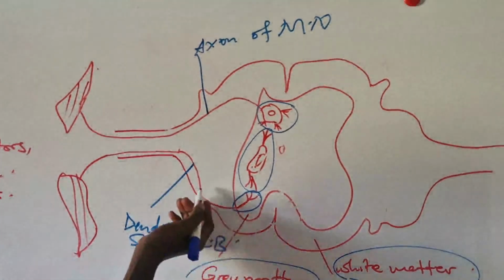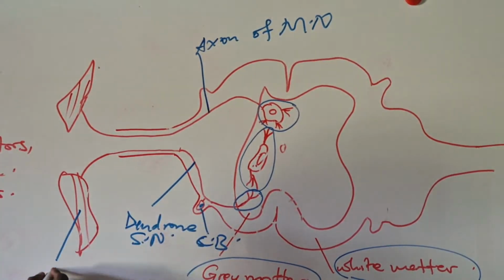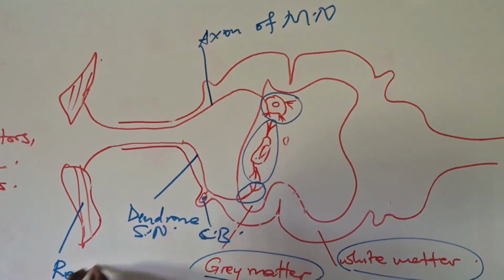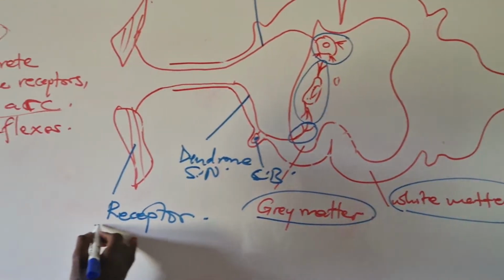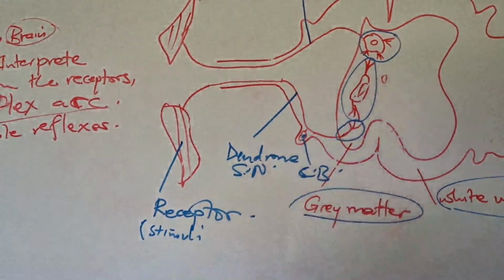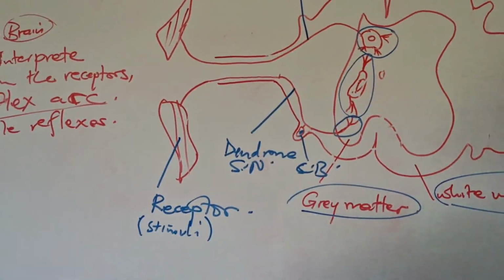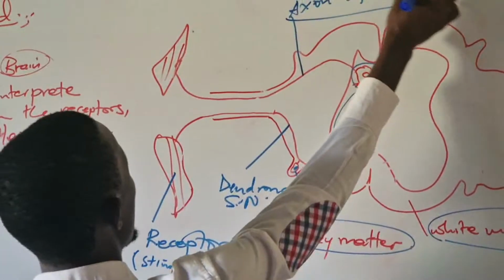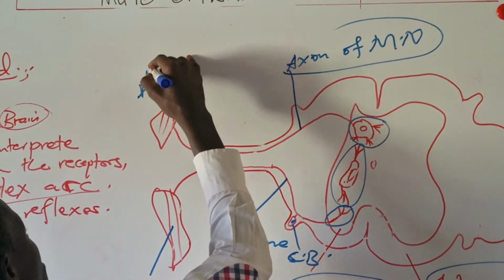The dendron of the sensory neuron connects to the receptor organ. The receptor organ is one that receives the stimuli and then converts it to impulses. Then the axon of the motor neuron links up or connects to the effector tissue.